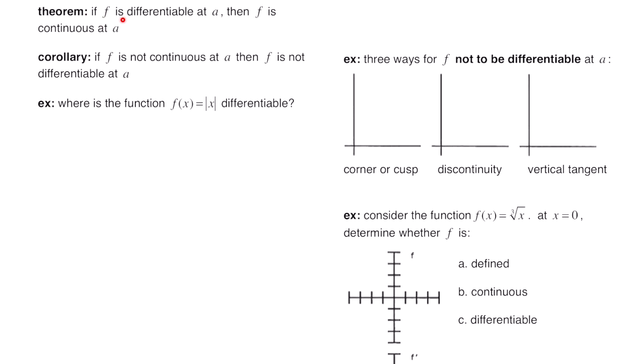This theorem says if f is differentiable at a, meaning you can take the derivative at that value, then we can conclude that f is continuous at that value. We have a corollary that says if f is not continuous at a, then f is not differentiable at that same value. This example says, where is the function, the absolute value of x, differentiable?